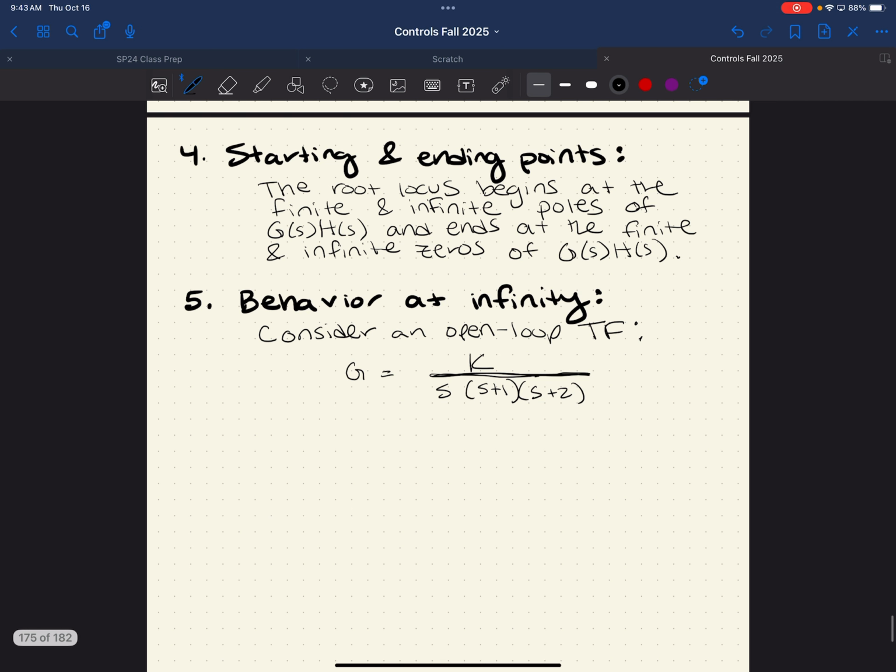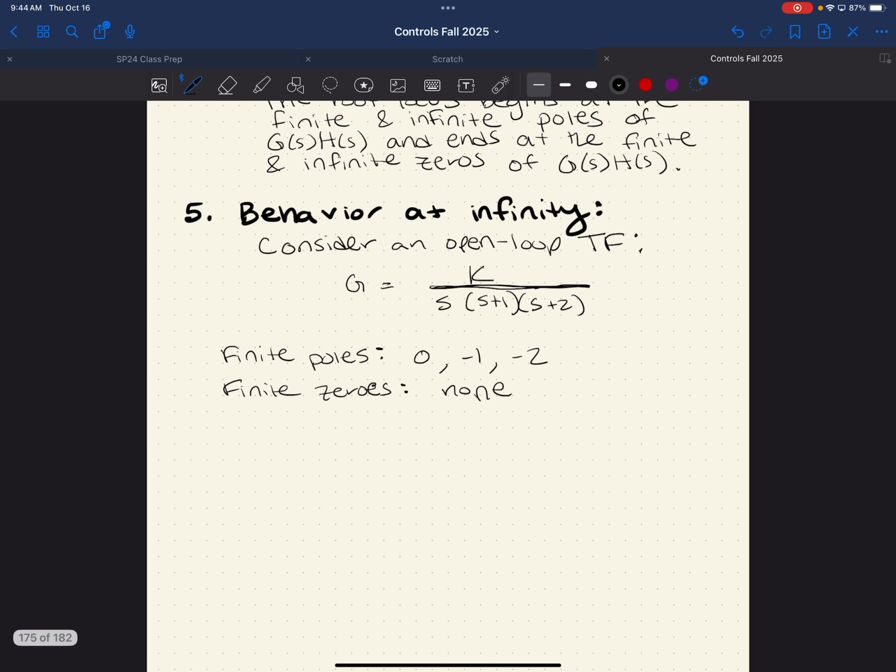What are my finite poles? Well, your finite poles are the poles you're used to telling me about. So what are the poles of this transfer function? 0, -1, -2. Great. So my finite poles are 0, -1, -2. Do I have any finite zeros? No, I don't have anything in that numerator that would cause it to be 0. So finite zeros, none.